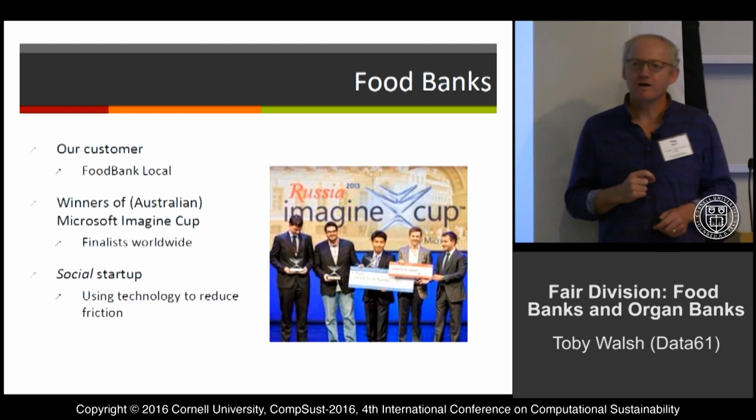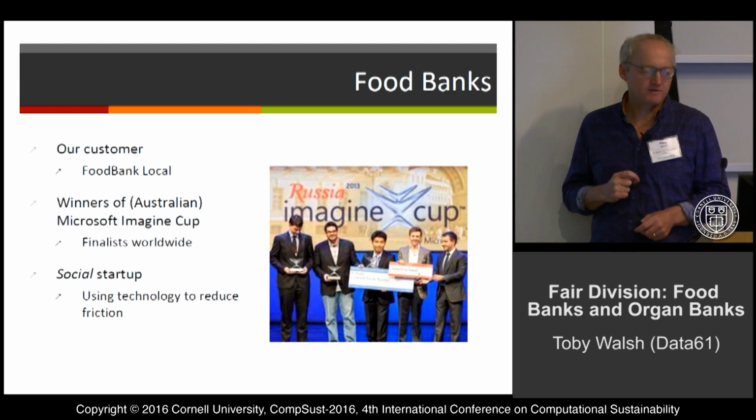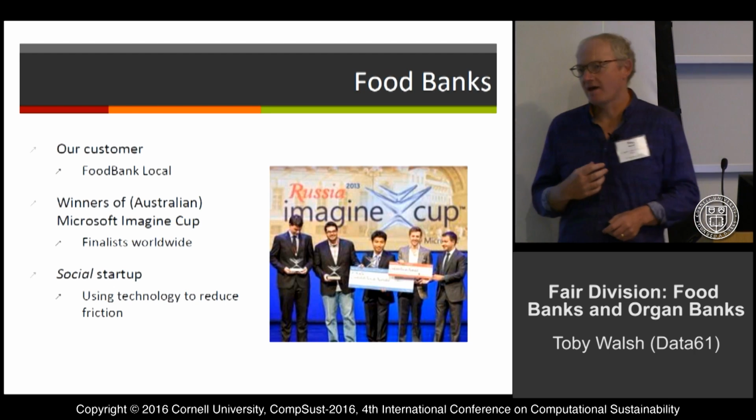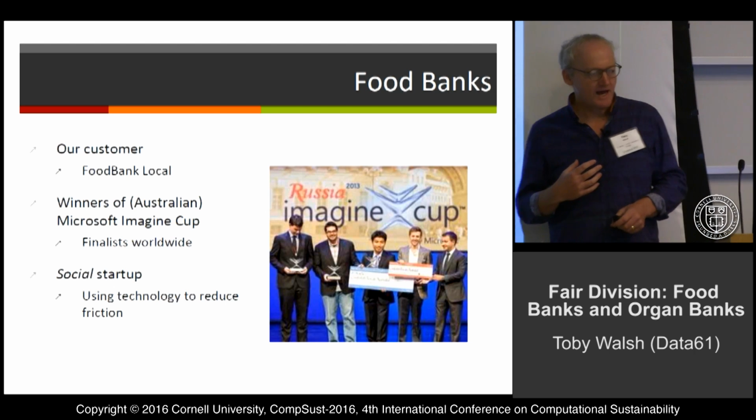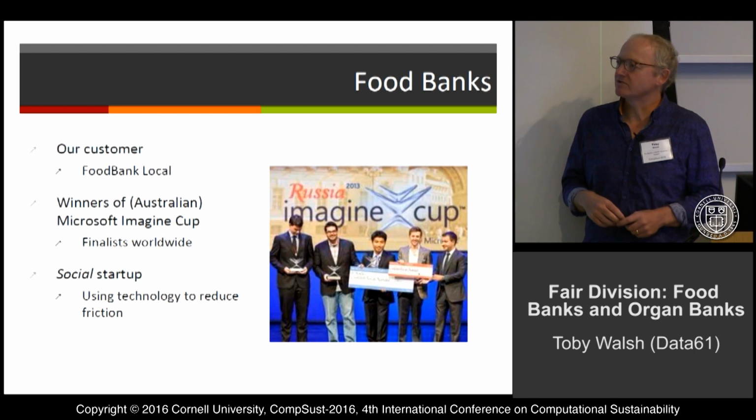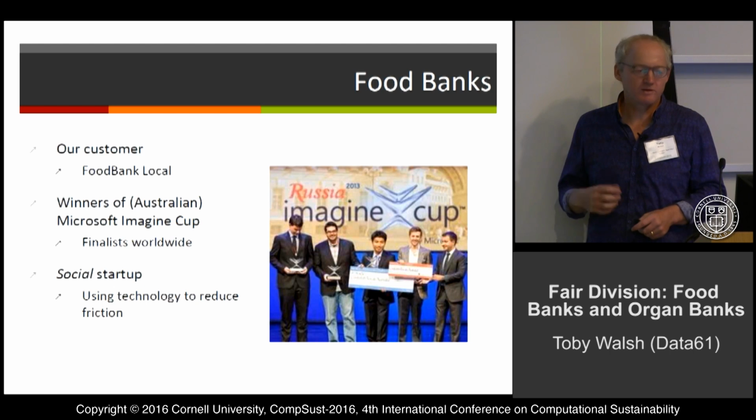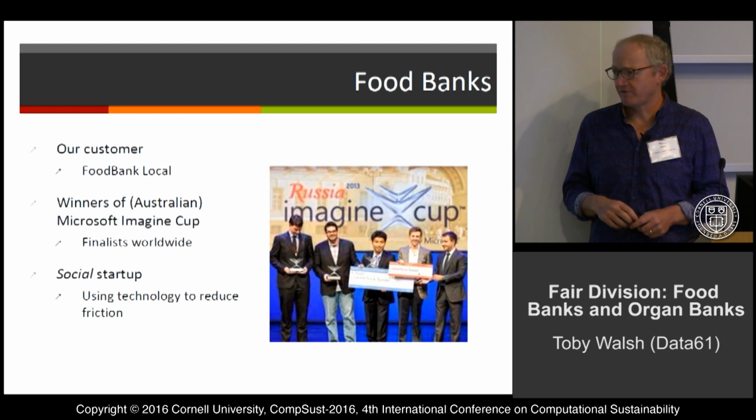Here we're working with an interesting company. They call themselves a social startup. They're a bunch of students that came out of my university. They set up a company called Food Bank Local, whose goal is not to make money for them, but actually to improve the world. And they've been working very closely with Food Bank Australia, probably the main charity that helps distribute food to charities like the Salvation Army that feed the poor.